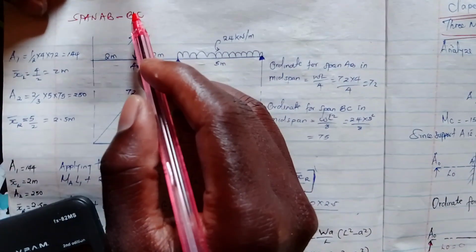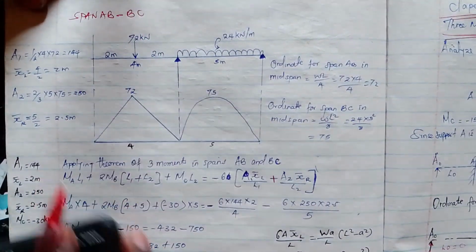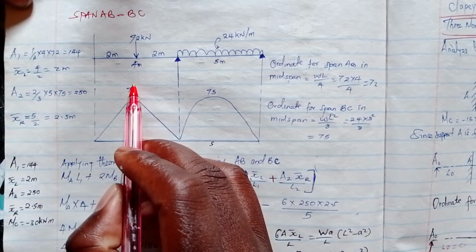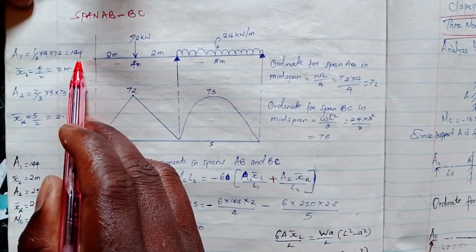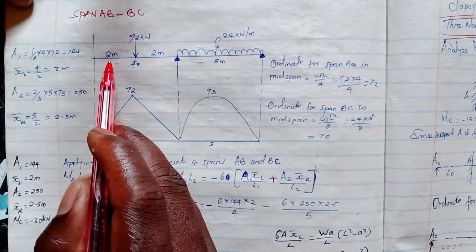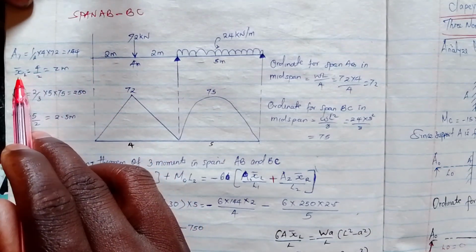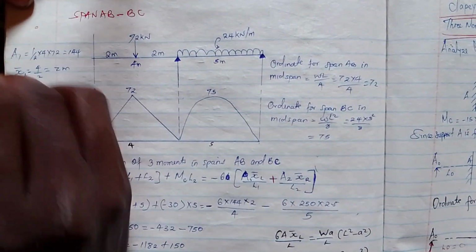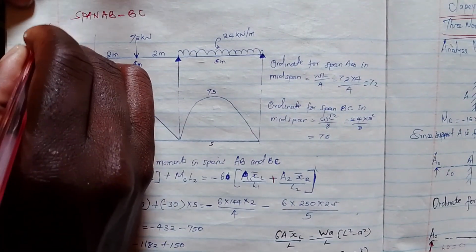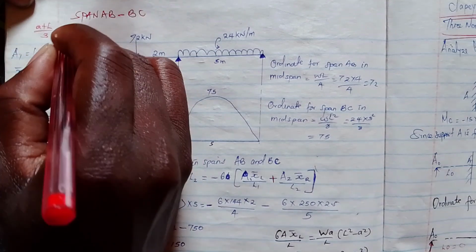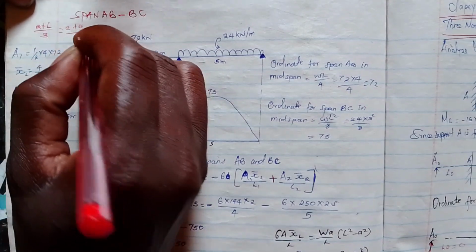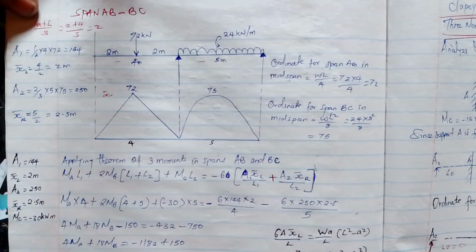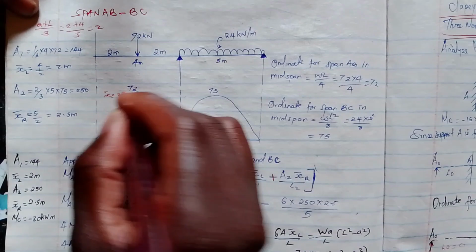Okay, so this is span AB and BC. The first thing, we calculated the area of this part. It was 144, and then we find the center of gravity at the left side to be 2, because this part is a plus L over the rate will be 2 plus 4 over the rate will be 2 again. So the center of gravity is 2, and this is the height.